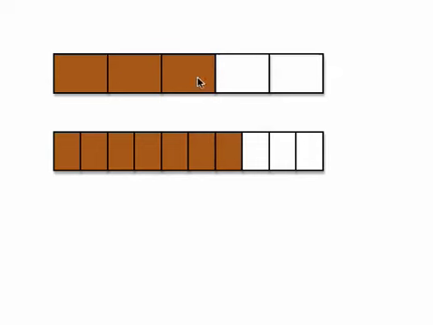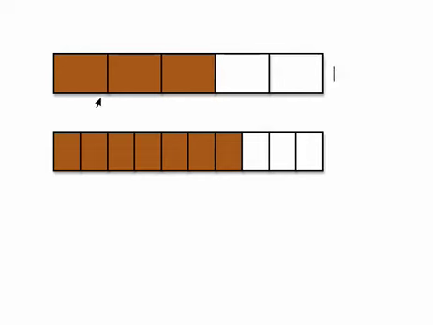Okay, let's take a look at fractions. The first thing you need to know about fractions is that there's a numerator and a denominator. The total number of spaces that an object is divided into is going to be the denominator. In this case, there are 1, 2, 3, 4, and 5 spaces. So our denominator would be 5.